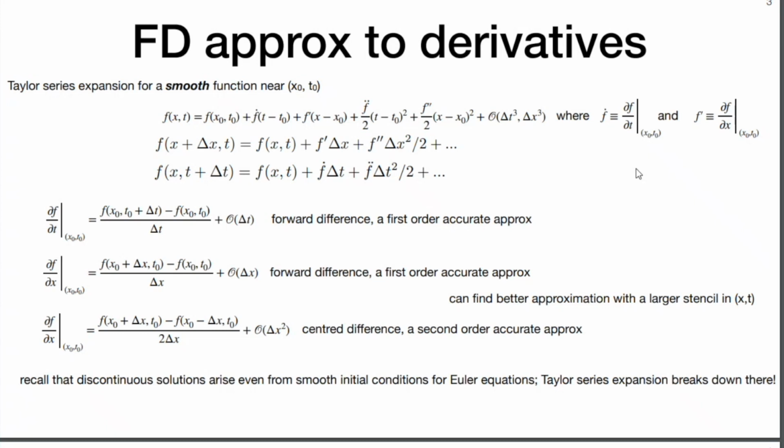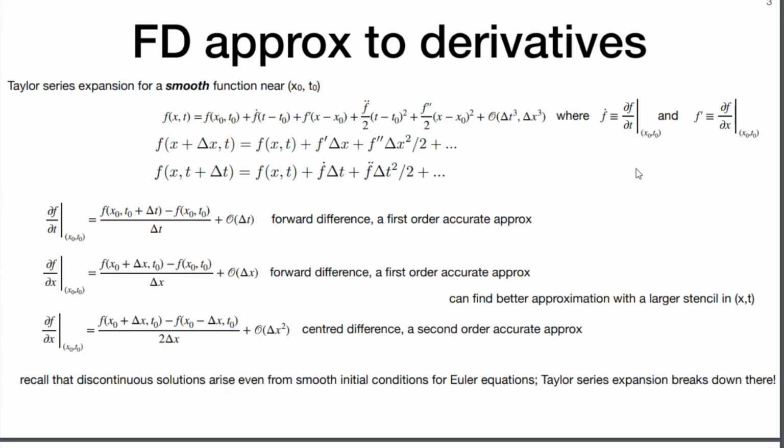Similarly, ∂f/∂x you can write in this form, and using this Taylor series expansion, you know that the error here is order delta x. So this is a forward difference, right? You're taking t naught plus delta t and subtracting t naught. So it's forward in time. This is forward in space.